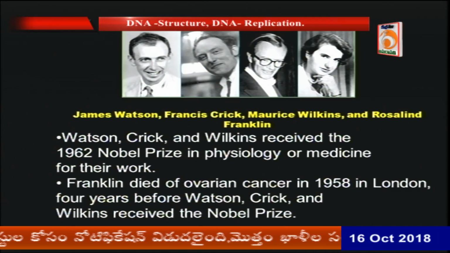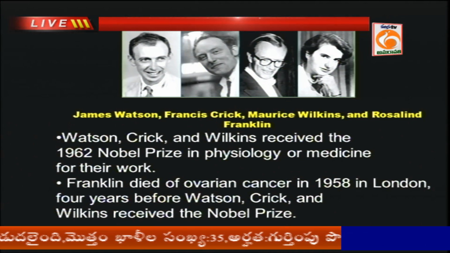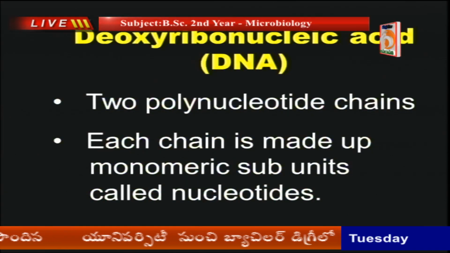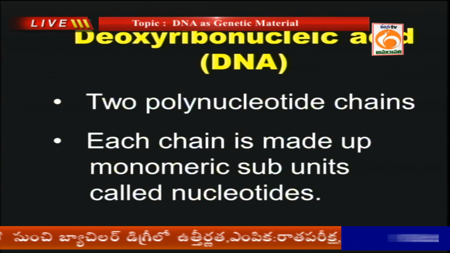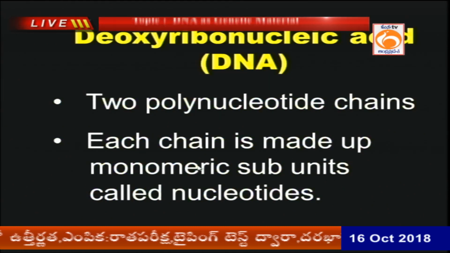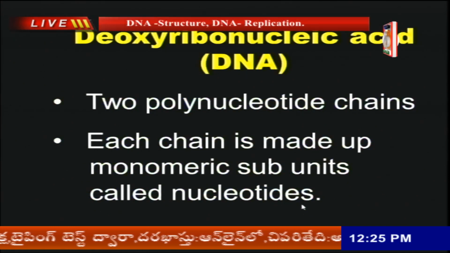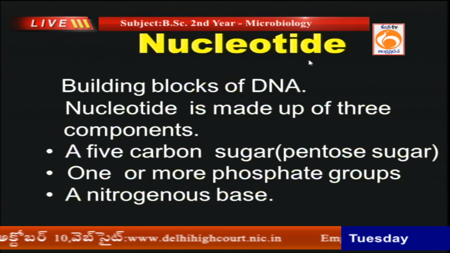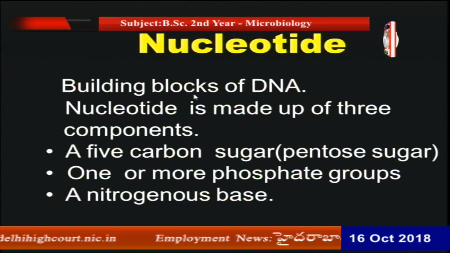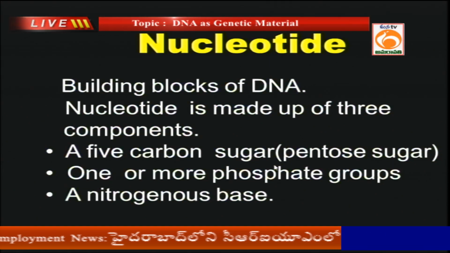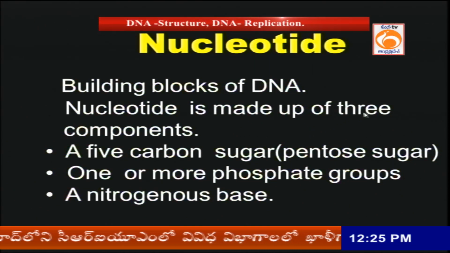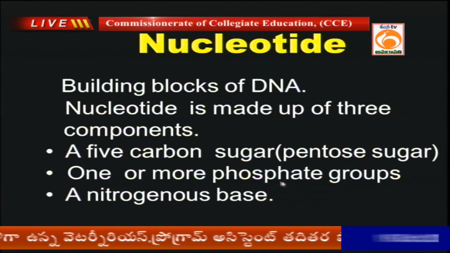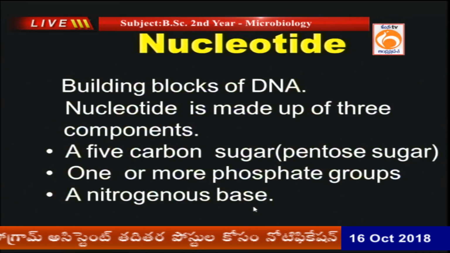So, at this point we will discuss the structure of DNA. DNA is composed of 2 polynucleotide chains. Each polynucleotide chain is made up of monomeric subunits called nucleotides. Now, let us have a look at the structure of a nucleotide. Nucleotides are the building blocks of DNA. Each nucleotide is made up of 3 components: a 5-carbon sugar, a pentose sugar, 1 or more phosphate groups, and a nitrogenous base.